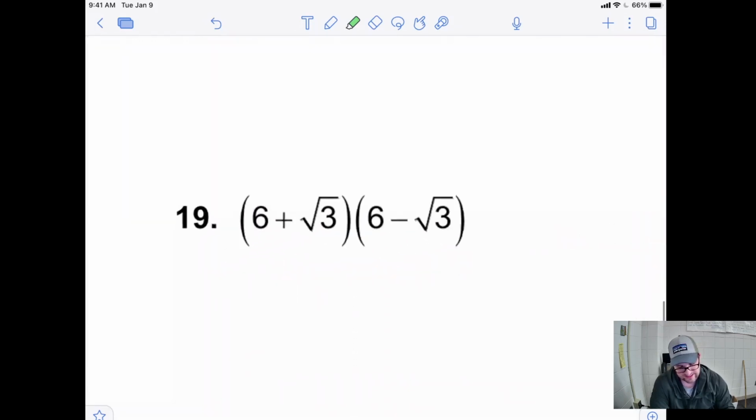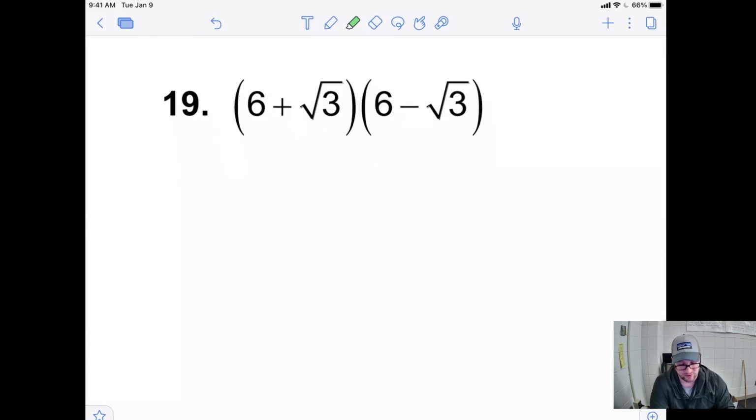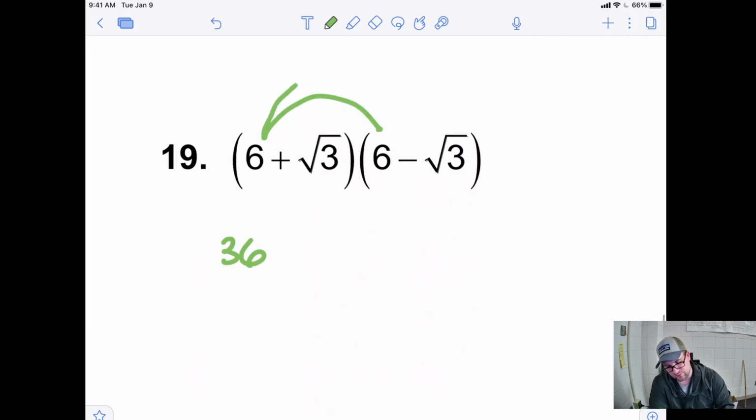Number 19, let's be real. That one is tough, though, so I'm going to help you out on this one. So 6 times 6. This is our double distribution. 6 times 6 gives us 36. Then we go ahead and we multiply the next one. 6 times negative square root of 3. If you want to put a 1 in front to help you out, you're certainly welcome to do that. 6 times negative 1 is going to give us a minus 6, and the square root of 3 is going to get tacked on there.